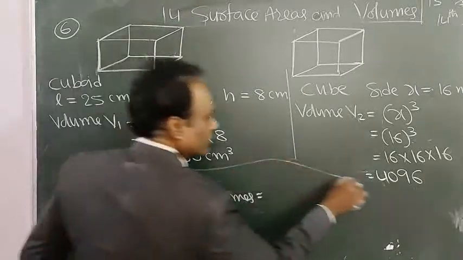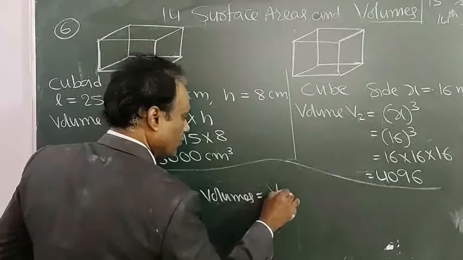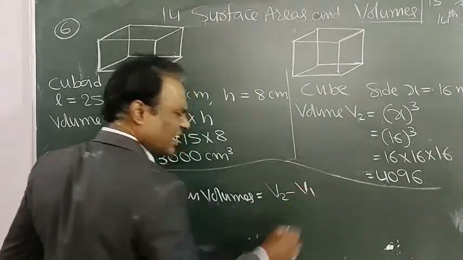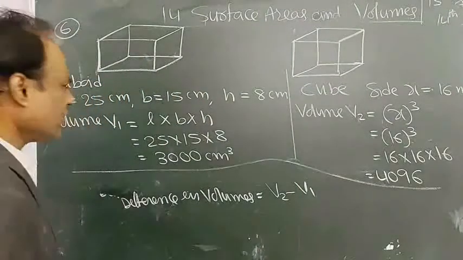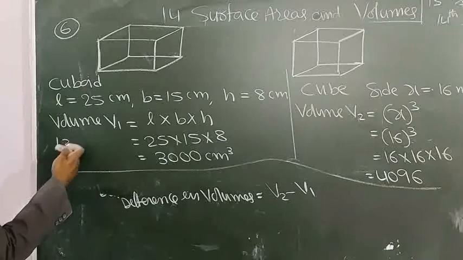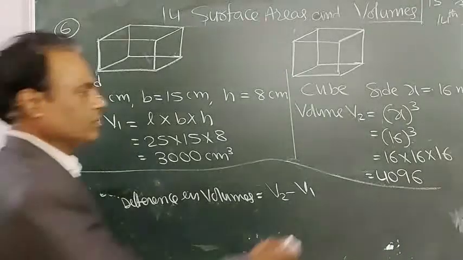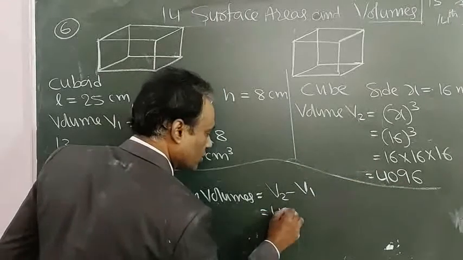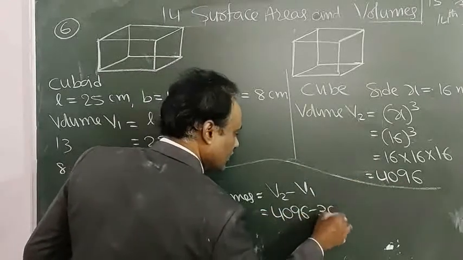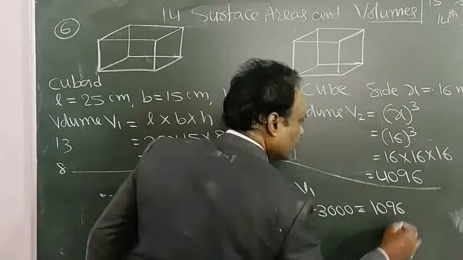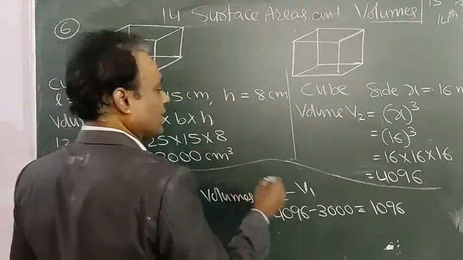First you complete this. After this you write. Which is the bigger one? This is the bigger one. Bigger one minus smaller one. What is the difference between 13 and 8? Difference means minus. So 13 minus 8 is 5. Like the difference between these two. So difference means minus. So 4096 minus 3000 is equal to 1096. So units are in centimeter.